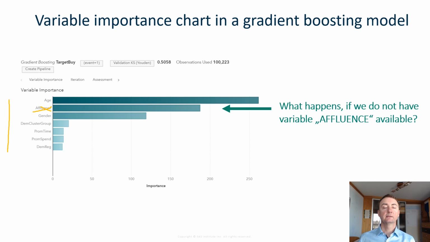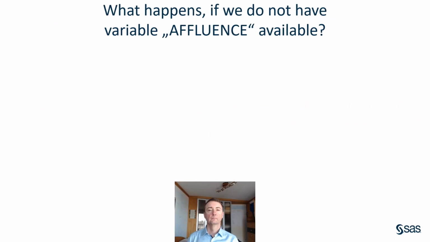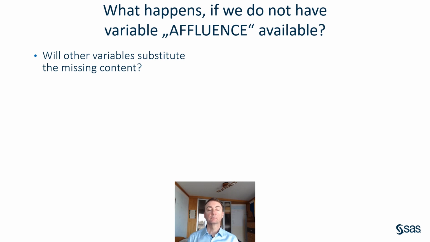We see here that the variable is the second most important variable. However, if we remove it, what will happen next? Will other variables substitute the missing content, the missing effect of this variable, and therefore compensate the predictive power and the story of the variables in the model? Or will the model quality go down? As we saw, it's a very important variable and it decreases the predictive power if it's not available.